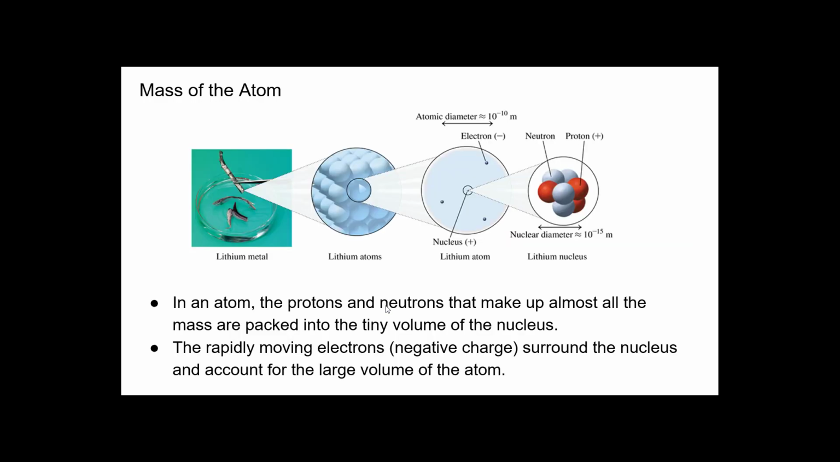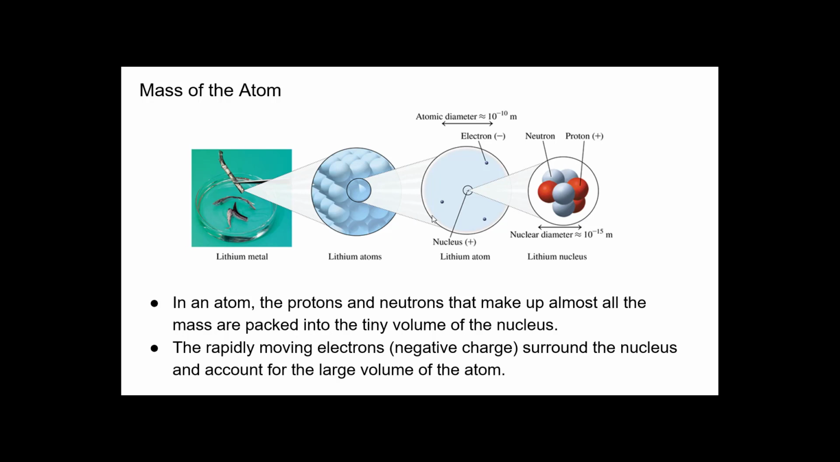So, the mass of an atom. In an atom, the protons and neutrons that make up almost all of the mass are packed in the tiny volume of the nucleus. If you break this down, we have lithium metal, and then you start looking at lithium atoms, and you go into one atom, you see in this concentrated center are neutrons, which are neutral. They have no charge, but they do have mass, and protons. So the mass of the atom is made up from how many neutrons there are, and how many protons there are. And the electrons, we consider them negligible, so we don't consider the mass of them.